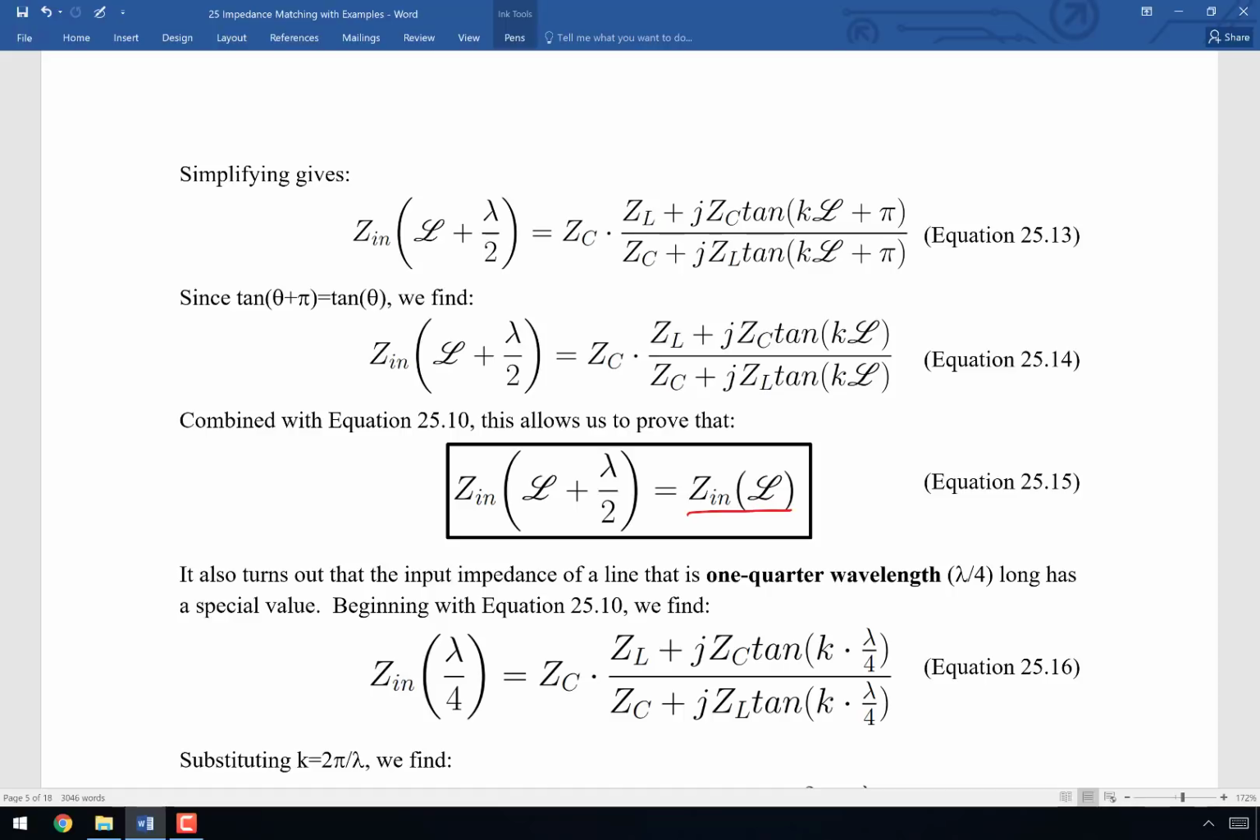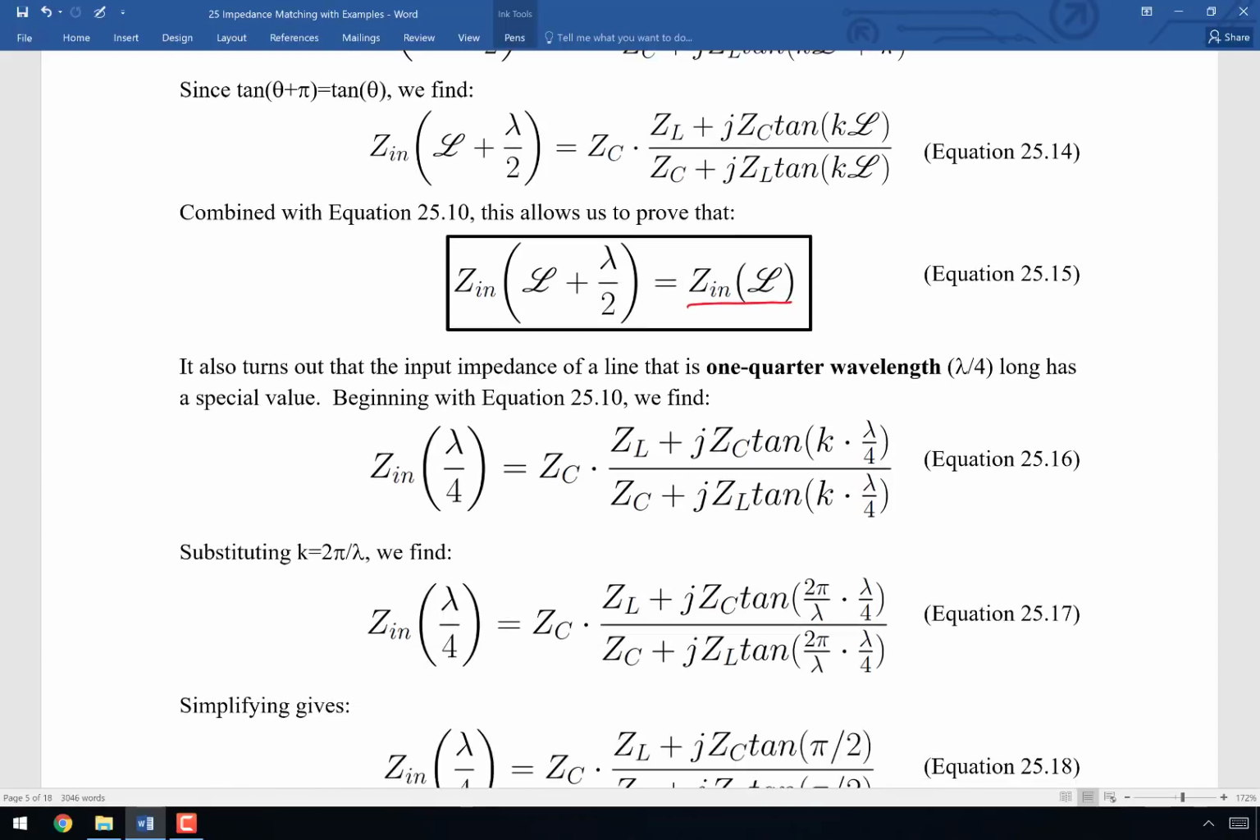And it's going to be the exact same thing at the next lambda over 2 and at the next lambda over 2 and so forth. So it's just good to know that the impedance will repeat itself every half wavelength. Whatever it's doing, it's going to repeat itself. And we'll see two examples of that coming up very shortly here.